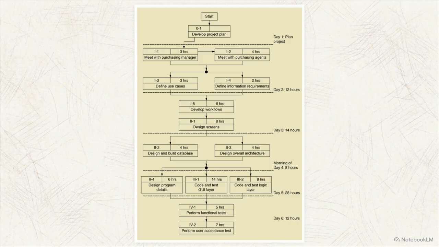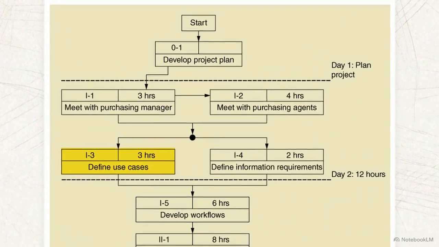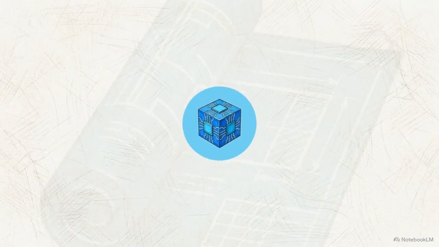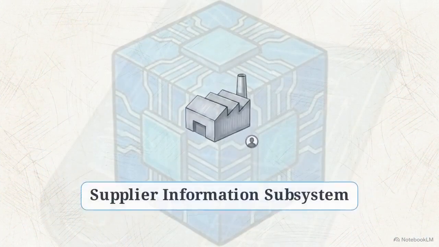This flowchart tracks the engineering team through a single 6-day Agile iteration. Day 1 focuses on planning. The team defines functional requirements, actions the system must perform, and non-functional requirements, dictating qualities like security and response times. To scope the iteration, the team isolates one component of the wider application. For these 6 days, they will build only the supplier information subsystem.